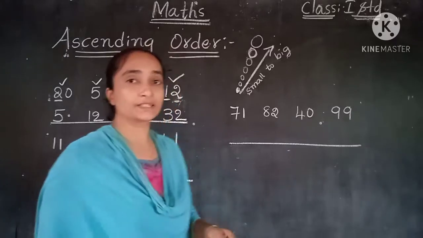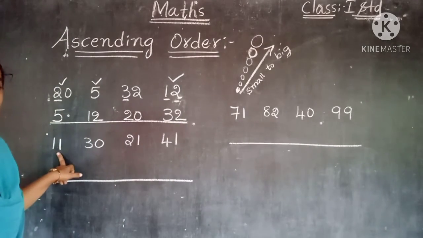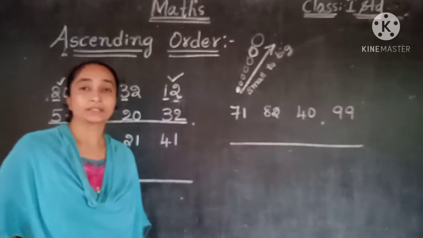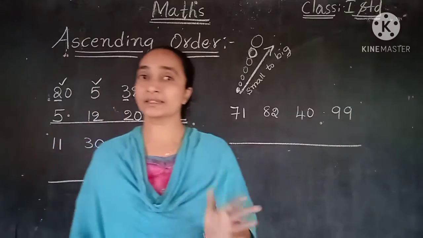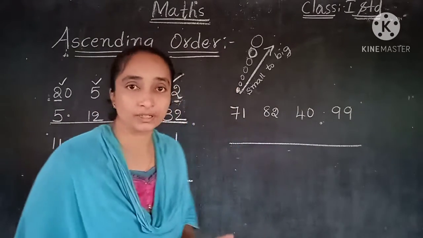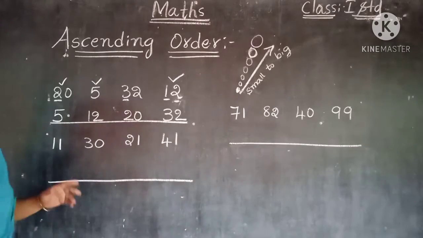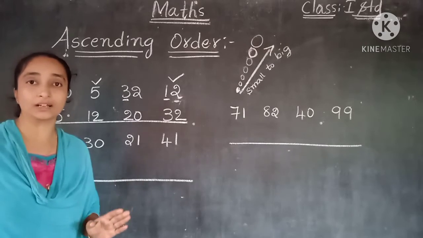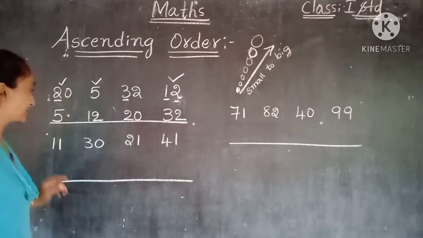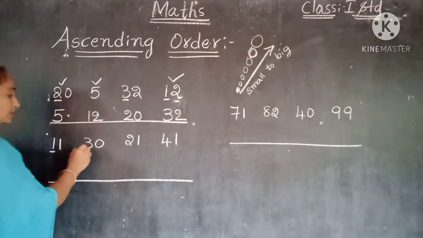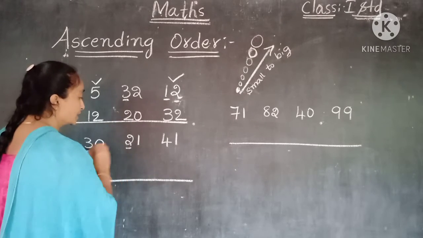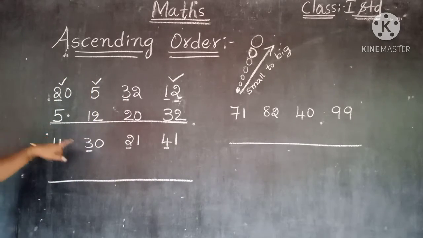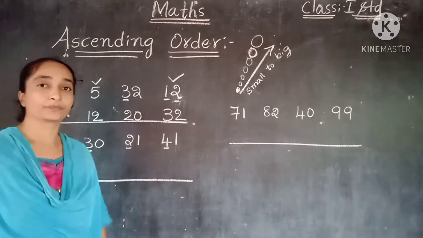Here we can see the second example, children. 11, 30, 21, 41. That means here we can't find a single digit number. All are two digit numbers. Okay children? Now what should we do as the next step? The second step is to check the tens place, not the ones place. So 1 tens, 3 tens, 2 tens, 4 tens. So the tens place digits are 1, 3, 2, 4.